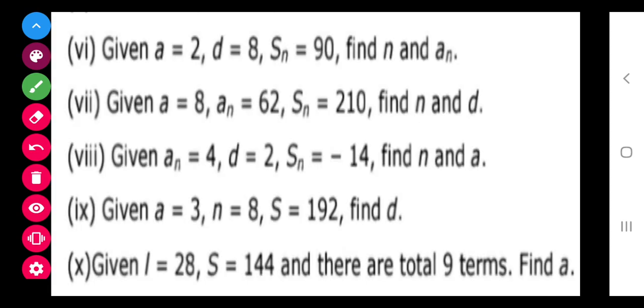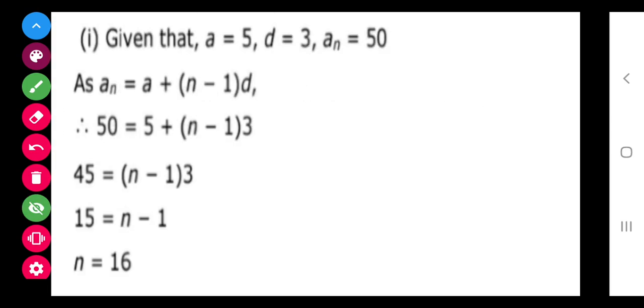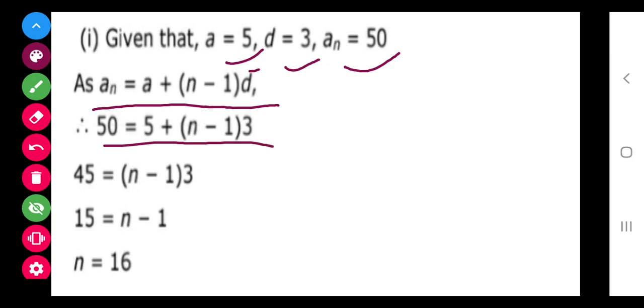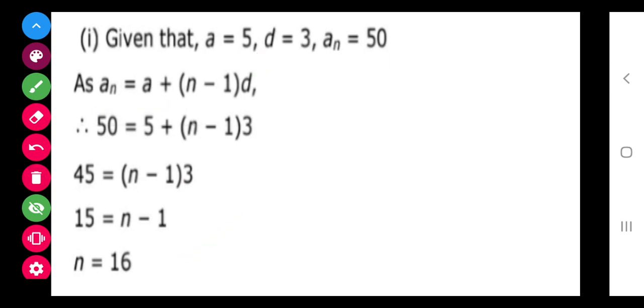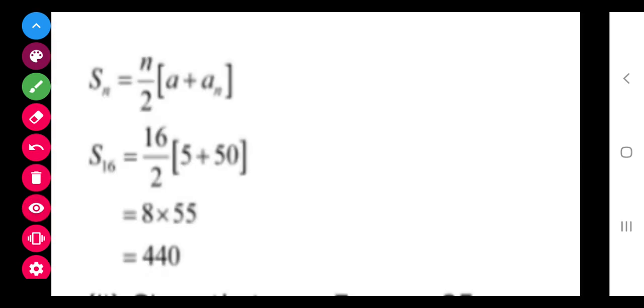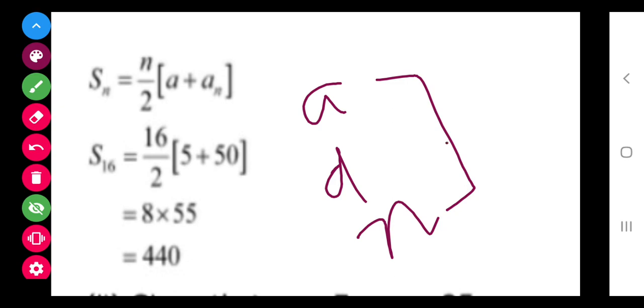So class, see the first part. In the first part, a is given, an is given, d is given. So we will implement this formula to get the value of n. A we know, d we know, and n we know. Now then we can find out anything we want to find. So class, this is the first thing that you have to understand, that three parameters, that is a, d and n, we should know, and everything we can determine.